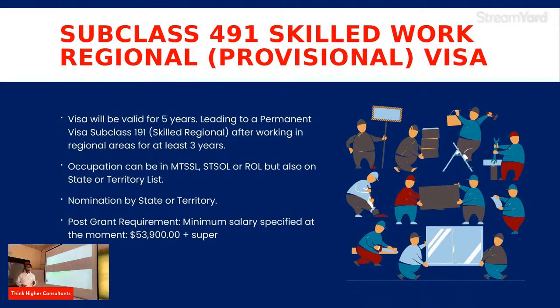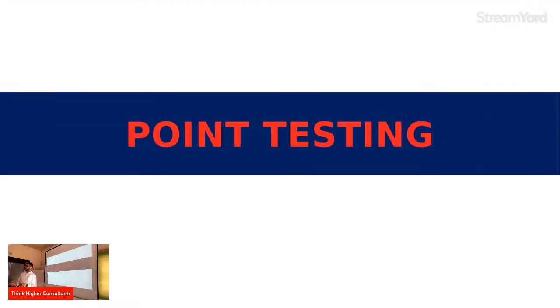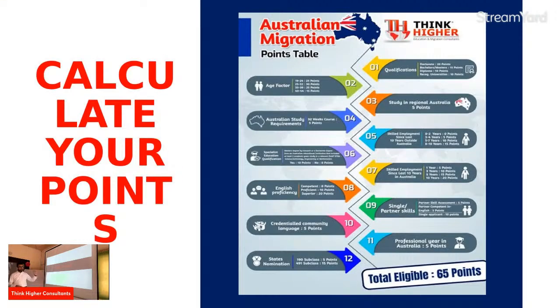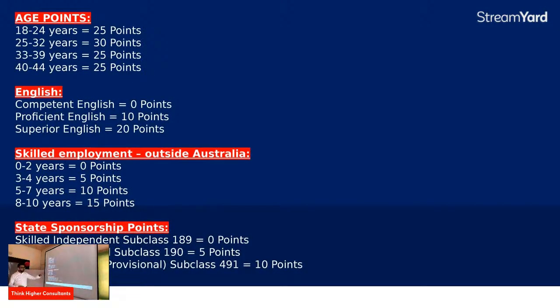So now let's come to the points test. We've spoken about 65 points. Now let's see how we calculate the 65 points we need. This is a calculator, it's quite vague and blurry at the moment, so we'll go one by one in detail through the factors that give you the points. Age points: 25 to 32, you'll get the maximum. This age bracket, the second one, leads you to the maximum points.